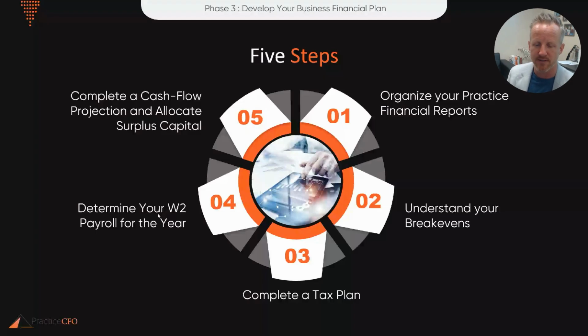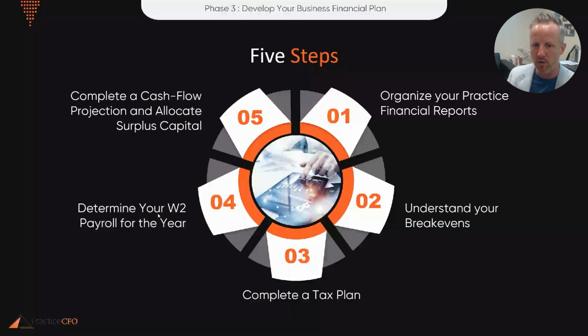Number three is complete a tax plan. Number four is to determine your W-2 level, your W-2 payroll for the year. What should be on your W-2 at the end of the year for what your goals are, your tax situation, your 401k situation, your tax planning. What should your W-2 be? And then lastly, the fifth step in developing a business financial plan is to complete a cash flow projection. Look out on the future and determine what is going to happen to your bank account in the practice, and then to allocate surplus capital.